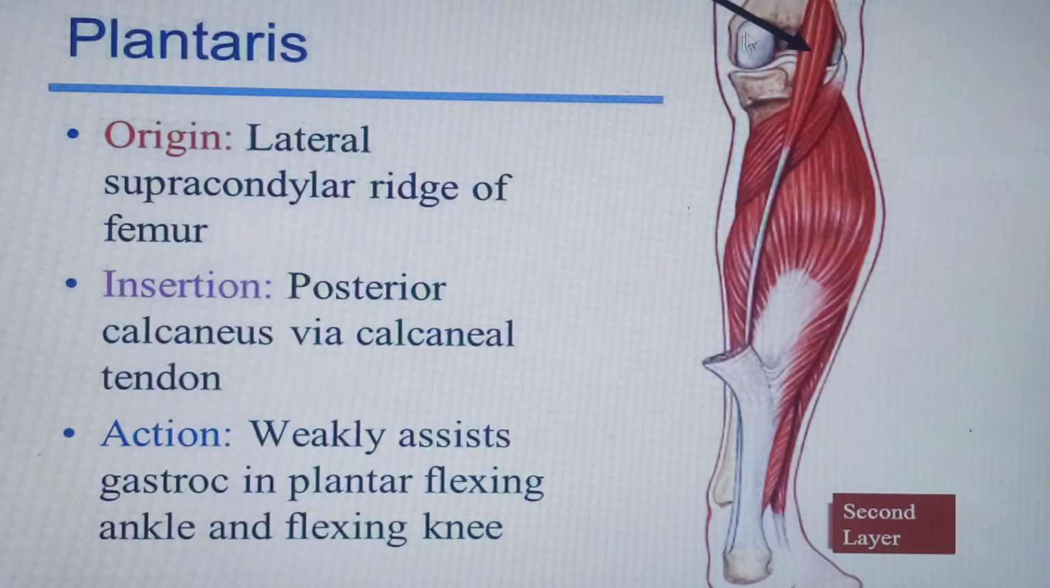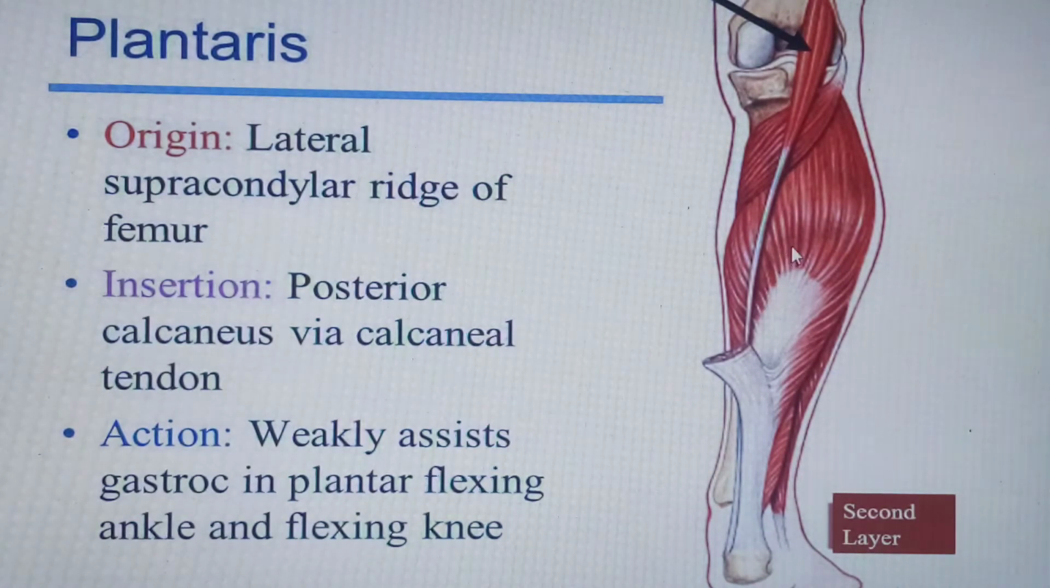Now, this plantaris muscle, as you can see, originates from the lateral supracondylar ridge of the femur. Look at how its tendon is running, somewhat medially. This muscle has the longest tendon in the human body. Although the fleshy muscle belly is small, its tendon is very long. And as I said, all the superficial muscles insert into the calcaneal bone via the Achilles tendon.